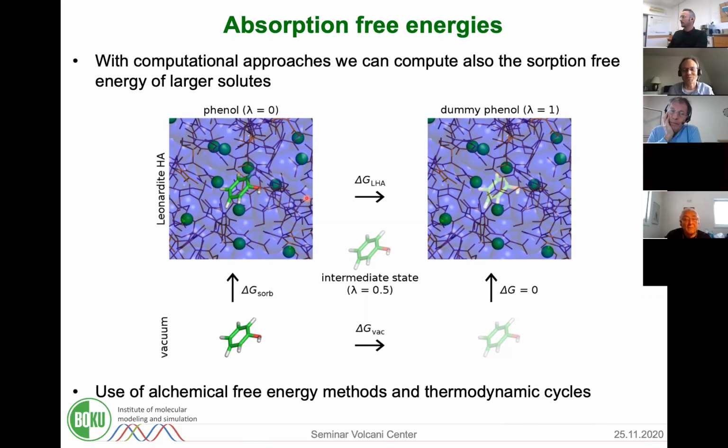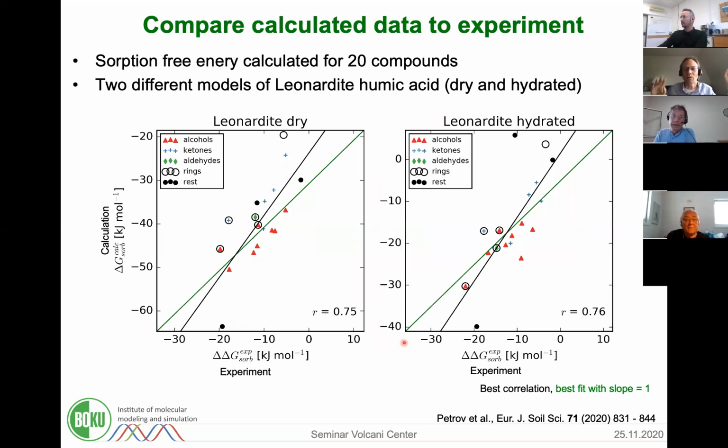This is the strong point of simulations. We are the boss. We can turn off the interactions of the phenol in the organic matter, and we can do it in vacuum. We turn off the interactions, and we create a thermodynamic cycle. A particle that has no interactions has no absorption free energy because I can put it wherever I like. And that means that if I can calculate these horizontal arrows, I can actually calculate the absorption free energy as well. So we did this for a bunch of 20 organic molecules, different kinds: alcohols, ketones, aldehydes, some molecules with rings, and so on.